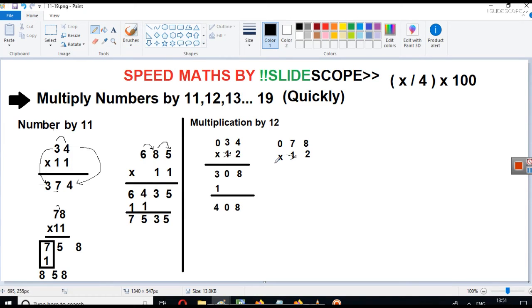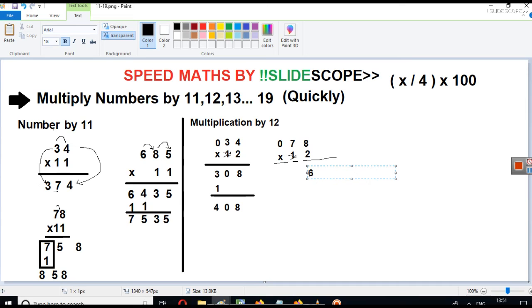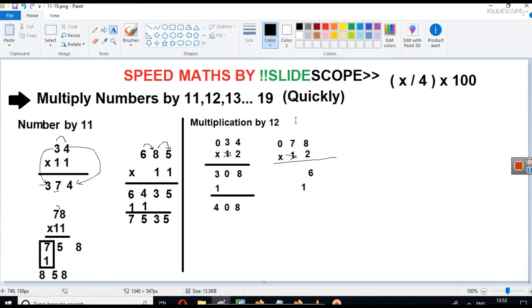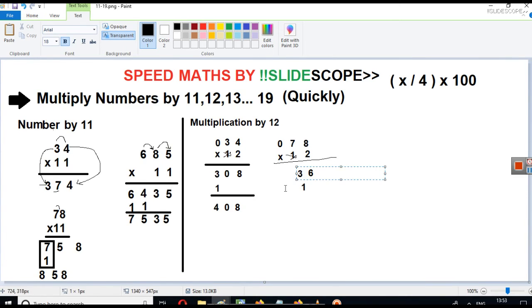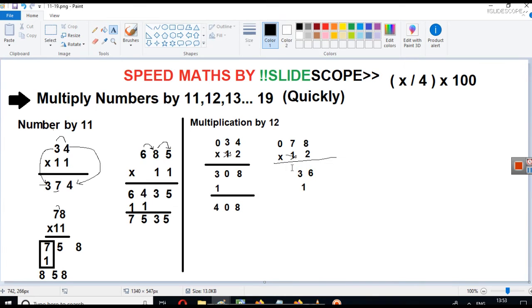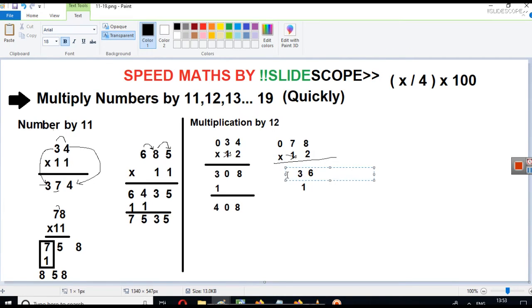So now we have to multiply it. So what is 2 into 8? 2 into 8 is 16. So 1 will be carried here. So 2 into 7 is 14. 14 plus 8 is 22. And 22 plus 1 is 23. So write 3 here. 2 will be carried. And then 7 plus 2 is 9 because 2 is carried here.